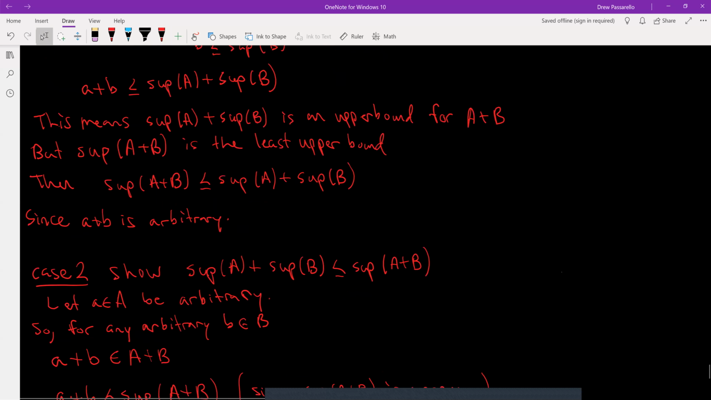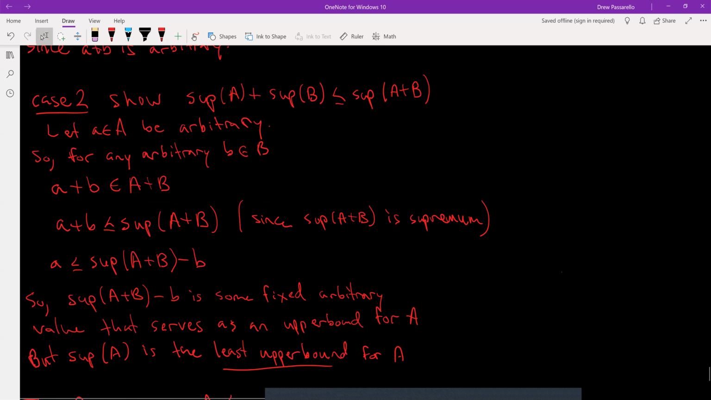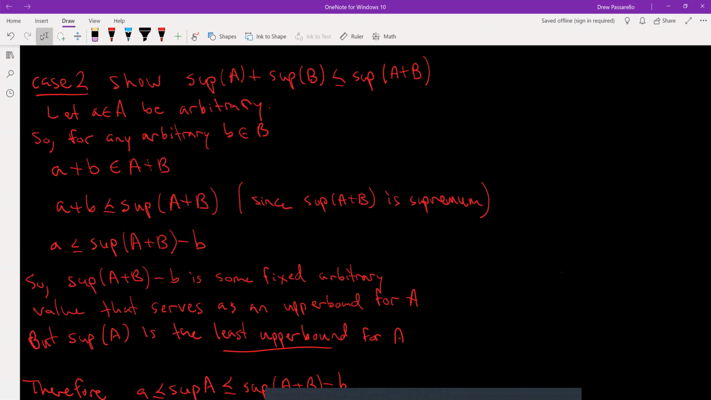So the second case I would say was a little bit more tricky. So we had to show sup of A plus sup of B less than or equal to sup of A plus B. You pick arbitrary elements A and B. Then you have A plus B is an element of capital A plus capital B from that set. And we know that since it's arbitrary, then that arbitrary element A plus B is less than or equal to the supremum of the set.